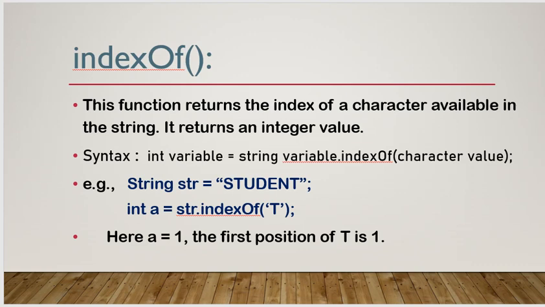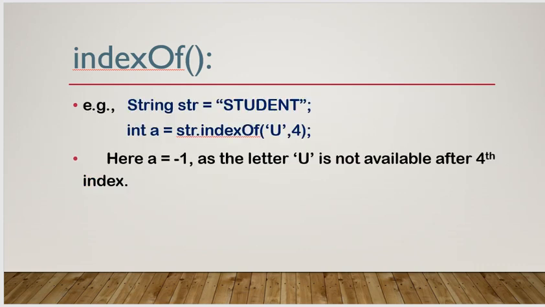Now moving on to our third function, which is indexOf. Here the O is in capital letter. This function returns the index, that is the position number, of a character available in the string. So if a character is present in the string, it just returns the index number or the position number of the character available in the string. And if the character is not present in the string, then in that case it returns -1.